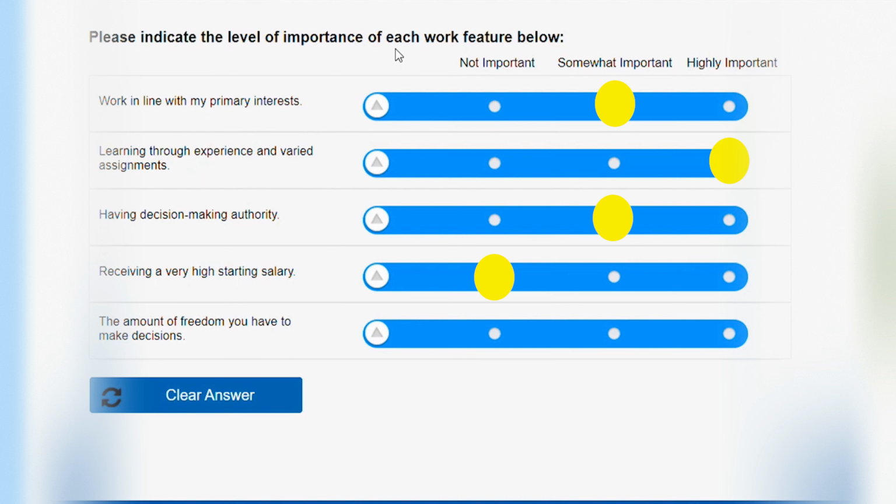The amount of freedom you have to make decisions, again, depends. If you've already picked a lot of highly important, then I would pick somewhat important. If most of your responses are somewhat important, then I'll pick highly important. This is a good one where you can say that you want to be empowered, because empowerment is encouraged in Procter & Gamble. So that would be something you can pick between somewhat important and highly important.